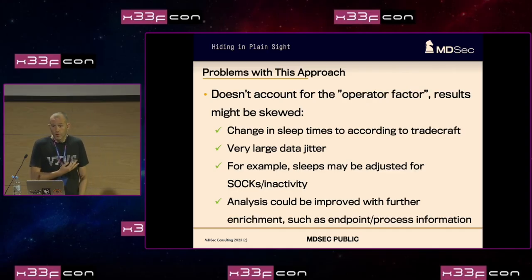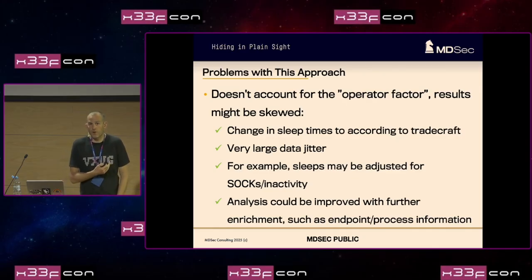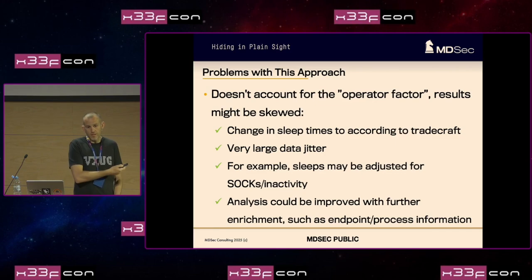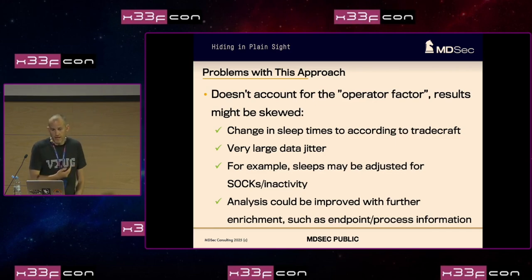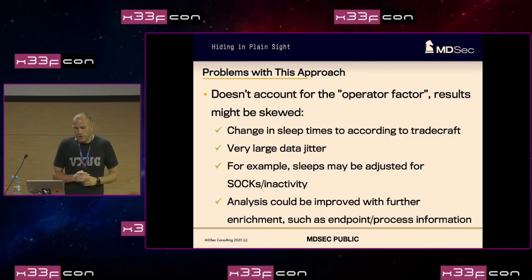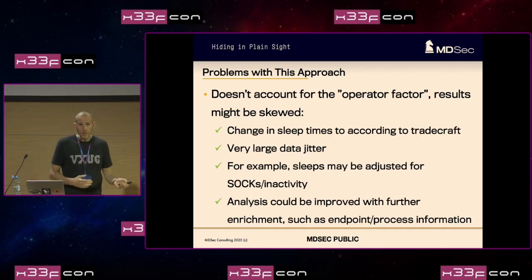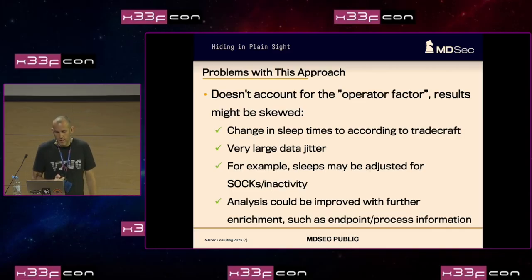So you could improve it with augmentation through endpoint information. If you were able to see the processes that were making the requests and that kind of stuff, you could definitely make it more accurate. So overall, my conclusion for the detection side of things was it is possible. You can build some detections, and there's some things that you can do at scale, but it's not 100% effective.